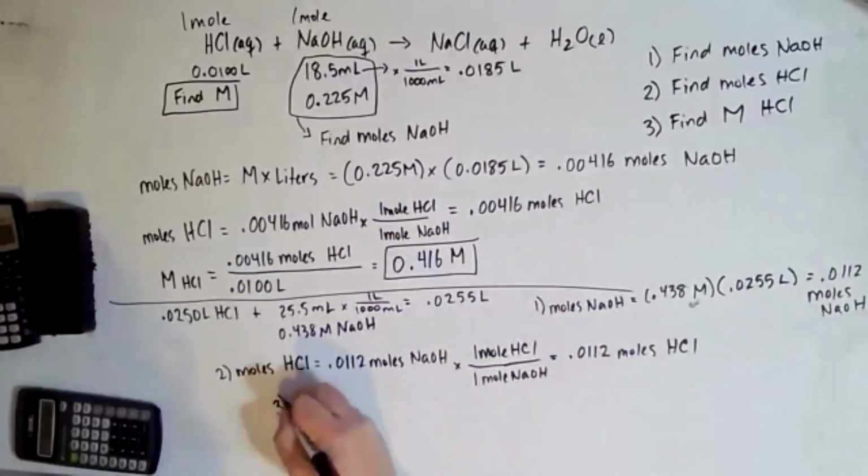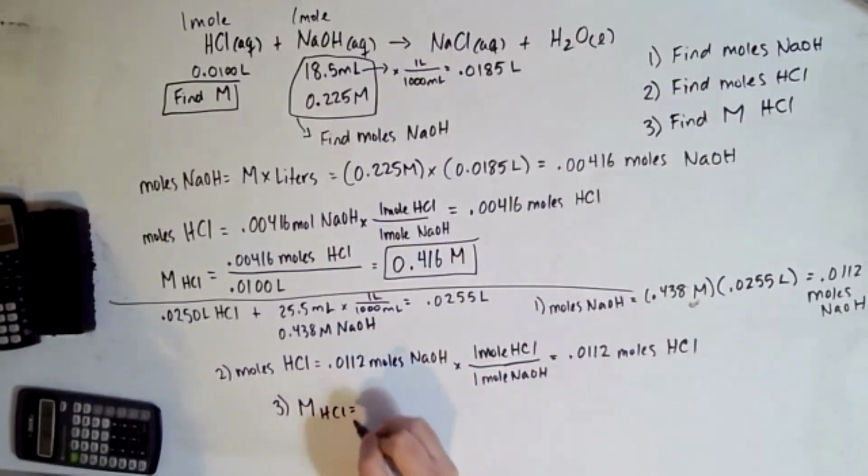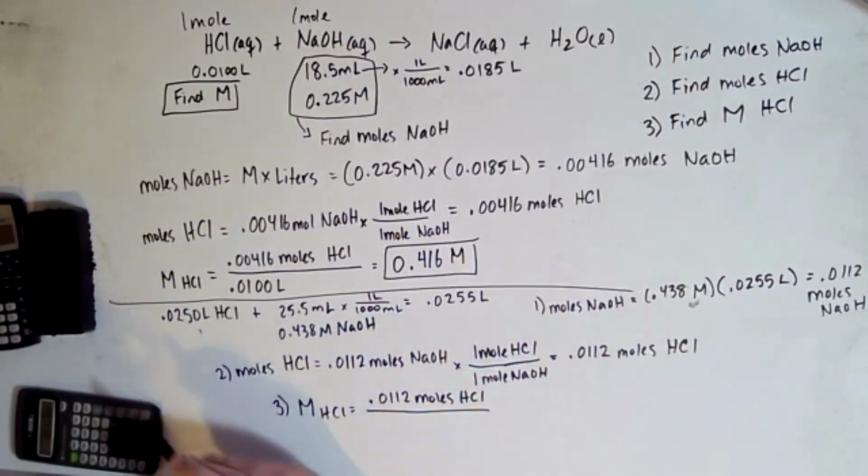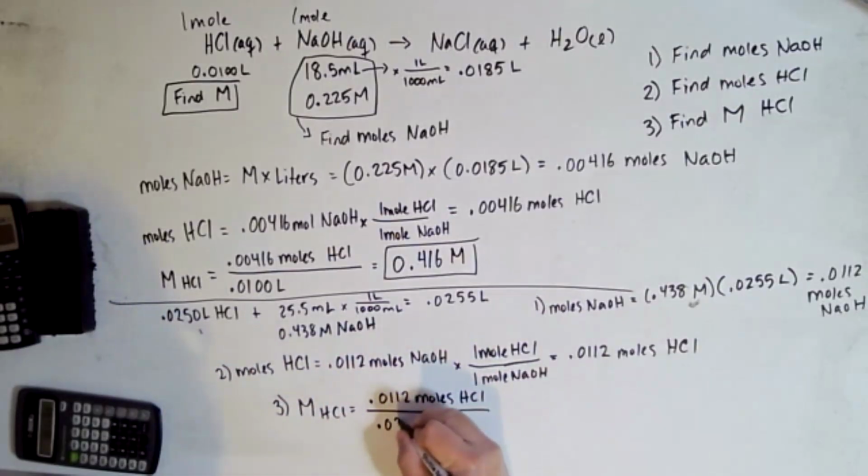And step three, I'm going to find my molarity of HCl by taking my moles of HCl and dividing it by the liters of HCl that they gave me in the question.